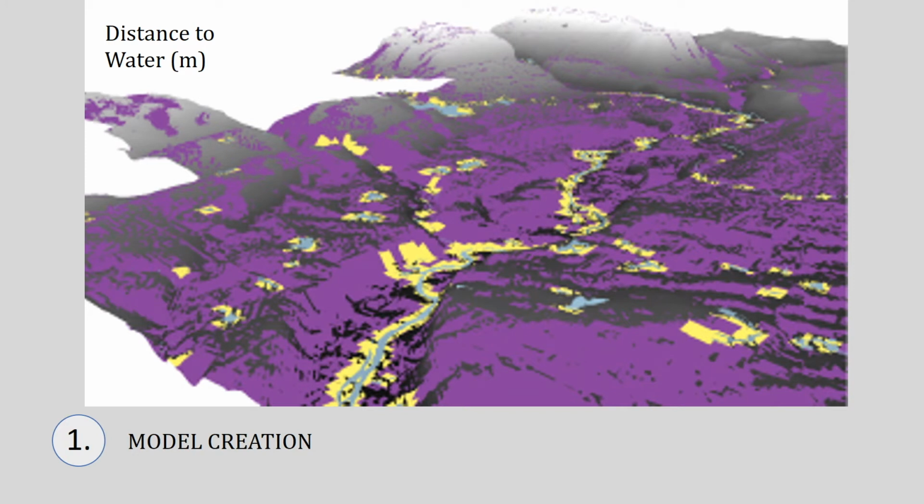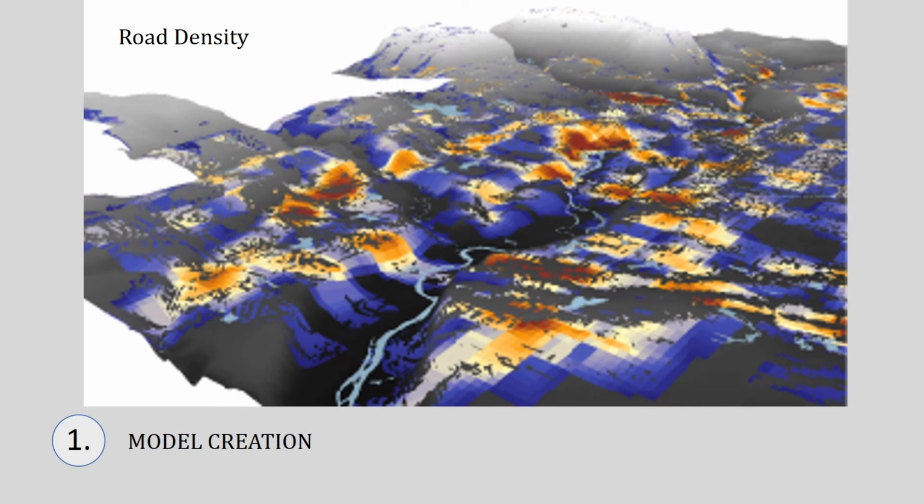Areas closer to water are more likely to be inundated. Here, we defined close to water as within 150 meters, shown in yellow. Areas with a high density of roads leave smaller pockets of pervious surfaces to absorb stormwater.